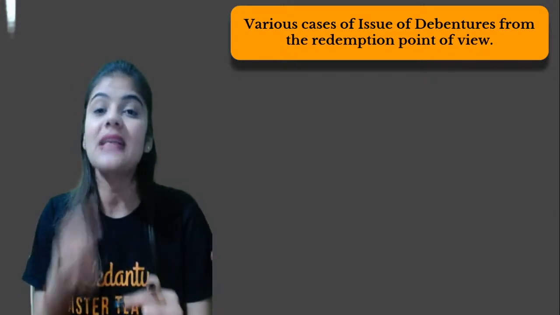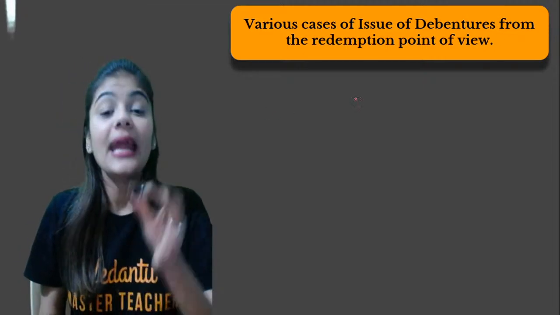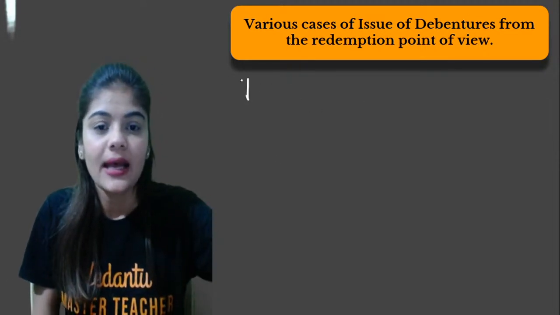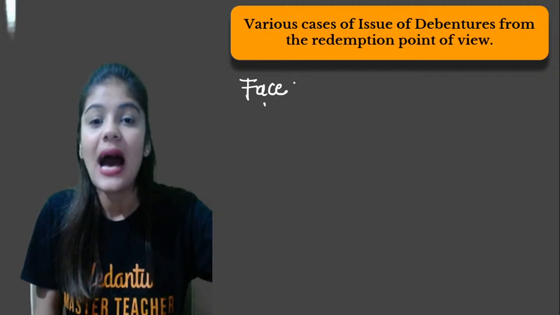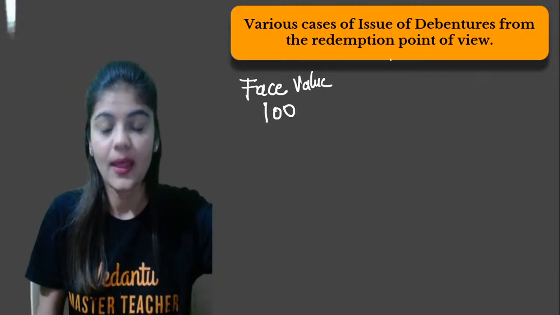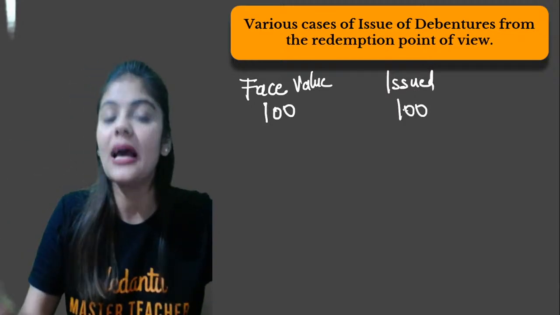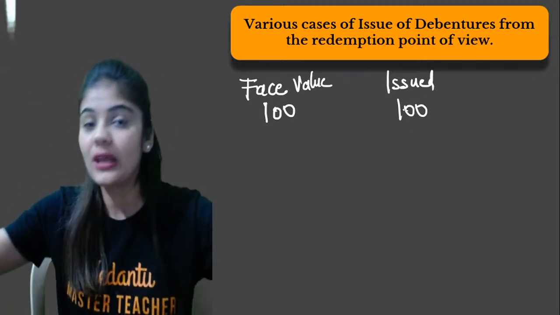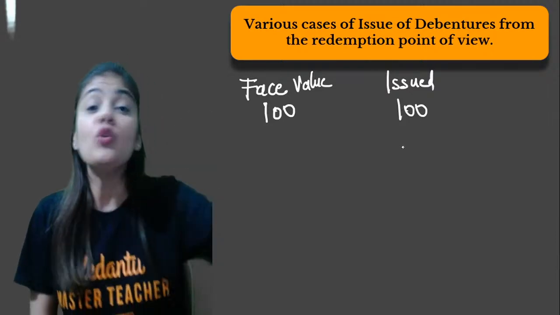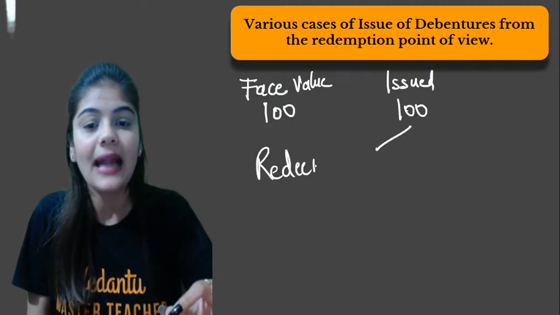And when this amount is repayable, when the debentures are redeemed, it can be redeemed at par. Suppose the face value is 100. How much is one debenture? 100 rupees. You have issued it for 100. So how much money did you raise in exchange for one debenture? 100 rupees. Now, in future, when they are redeemed, they can be redeemed at par.